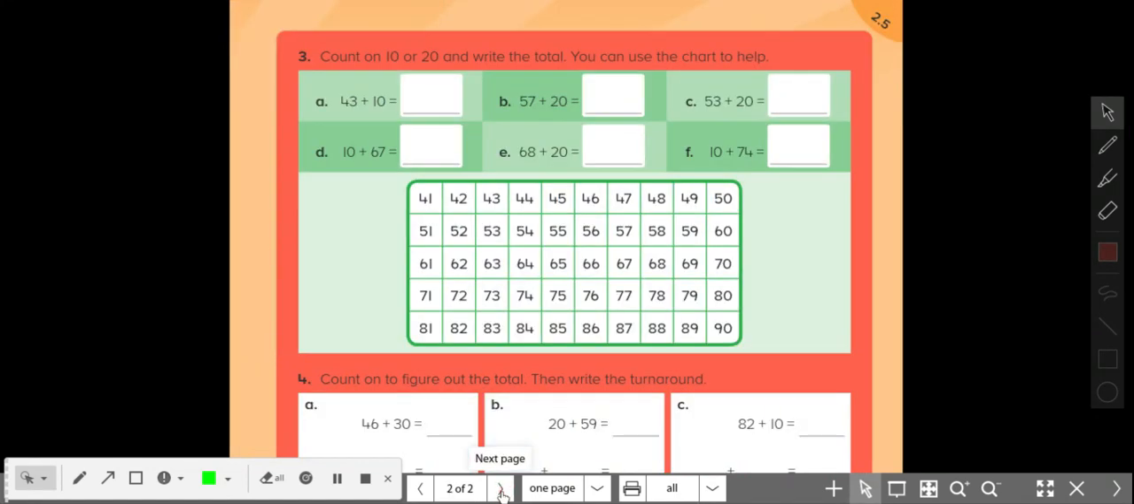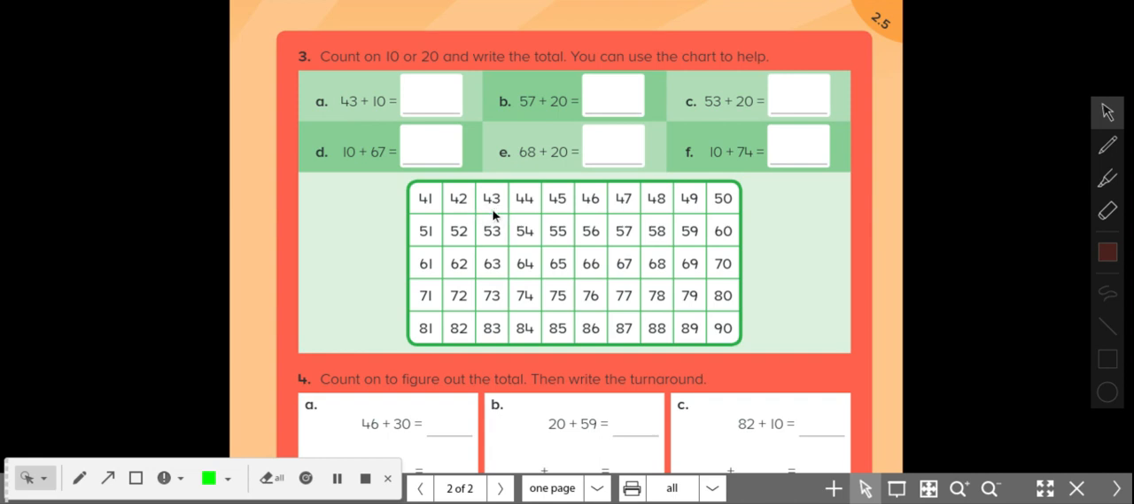Let's look at the back side of your worksheet. Number 3 says count on 10 or 20 and write the total. You can use the chart to help. They're so helpful. They put another hundreds chart on here for us. So I'm going to count on by 10 or 20. So 43 plus 10. I'm going to show you a trick.